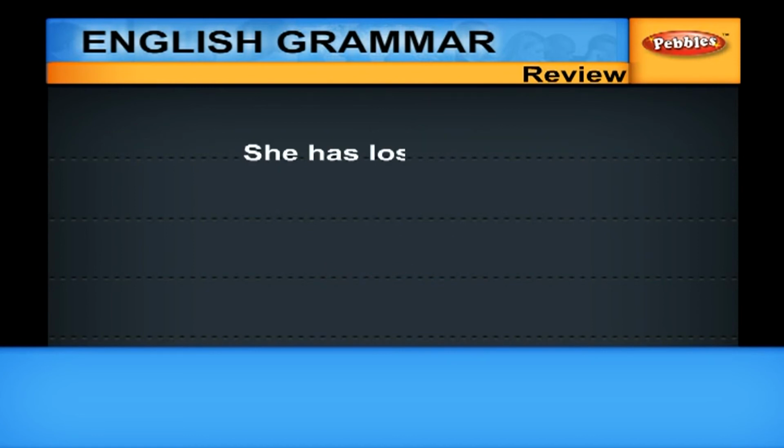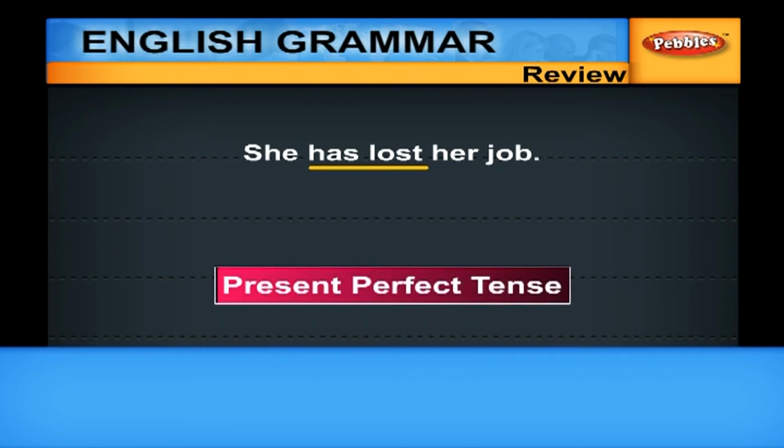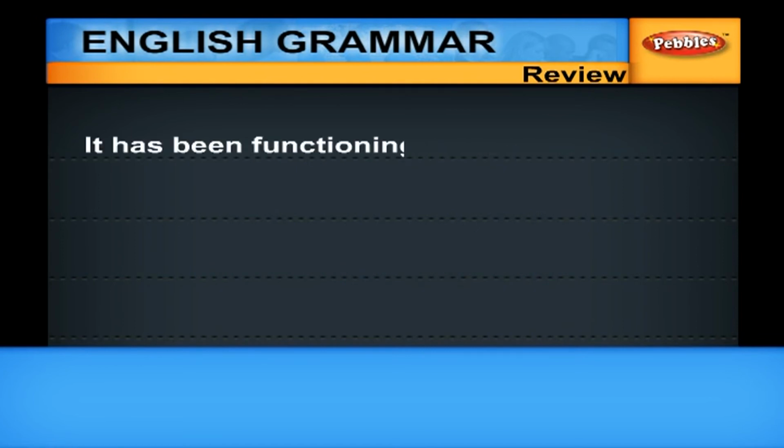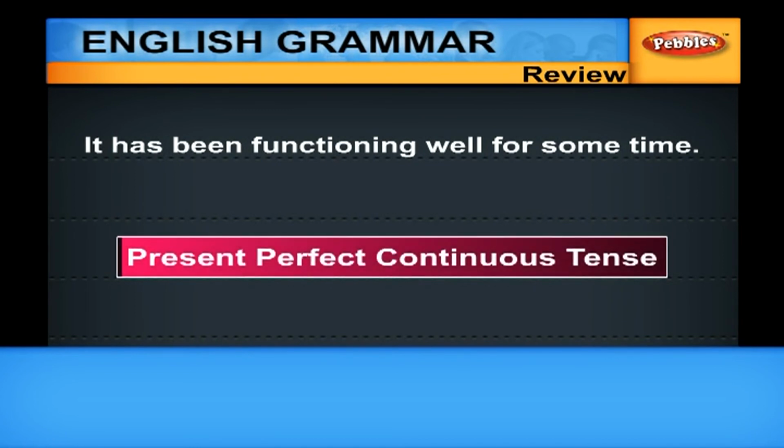She has lost her job. We don't know at what point of time the action is performed, but it is still relevant. It is a present perfect tense. What are the indicators? Lost, past participle of lose, and the helping verb here is has. It has been functioning well for some time. Here, it is in the present perfect continuous tense, an action that started in the past and is continuing even now.